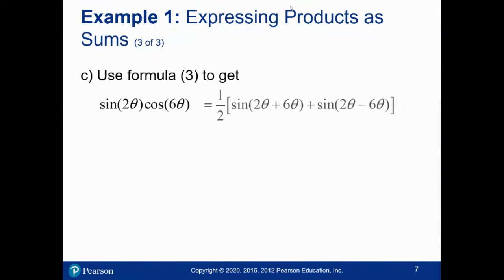For C, it's going to be the last formula. It's the only one that has a mixture of a sine times a cosine. And again, alpha, the angle in sine, is 2 theta and the angle in cosine is 6 theta. So here's how that formula works out. And that simplifies down as follows.